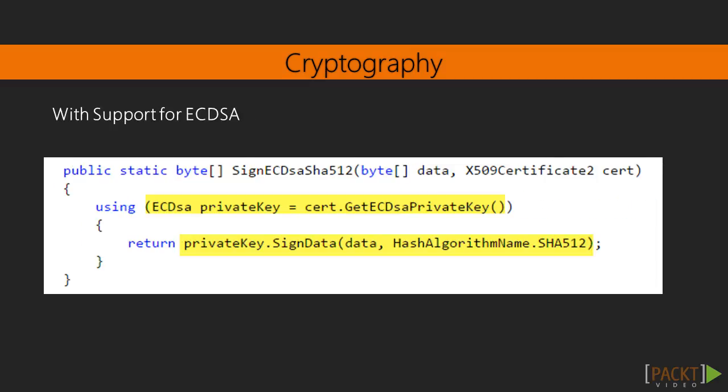But now with the support, you can just define the ECDSA private key variable assigned to a value you get when invoking GetECDsaPrivateKey. And at that point, invoke SignData after passing the data and hash name. It's a lot shorter and cleaner. So in this video, we had an overview of cryptography and certificates, and then discussed the new support for ECDSA in X509 certificates.